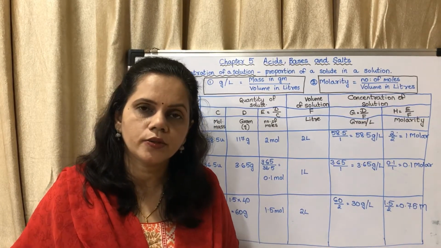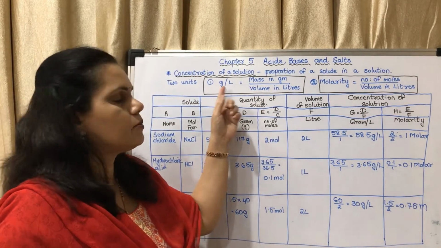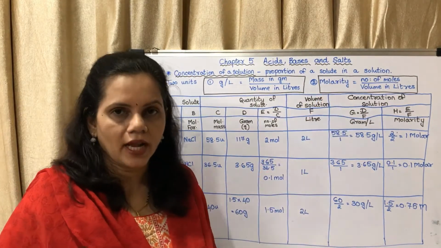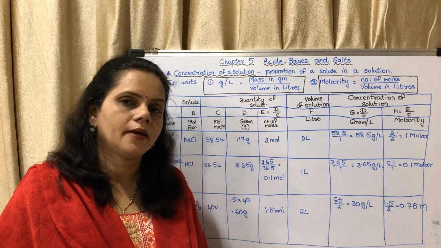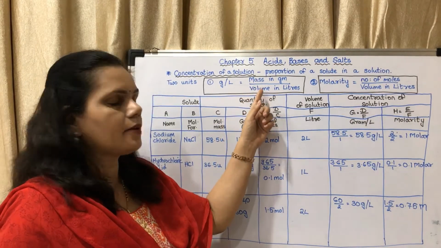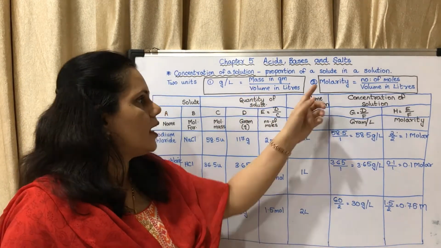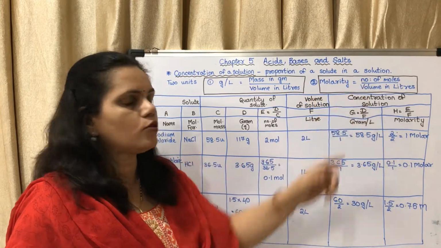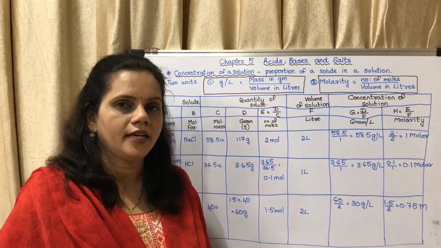So what are the two units? The two units are grams per liter and molarity. How will you calculate gram per liter? It is mass in gram upon volume in liters, and molarity is number of moles upon volume in liters. Okay.